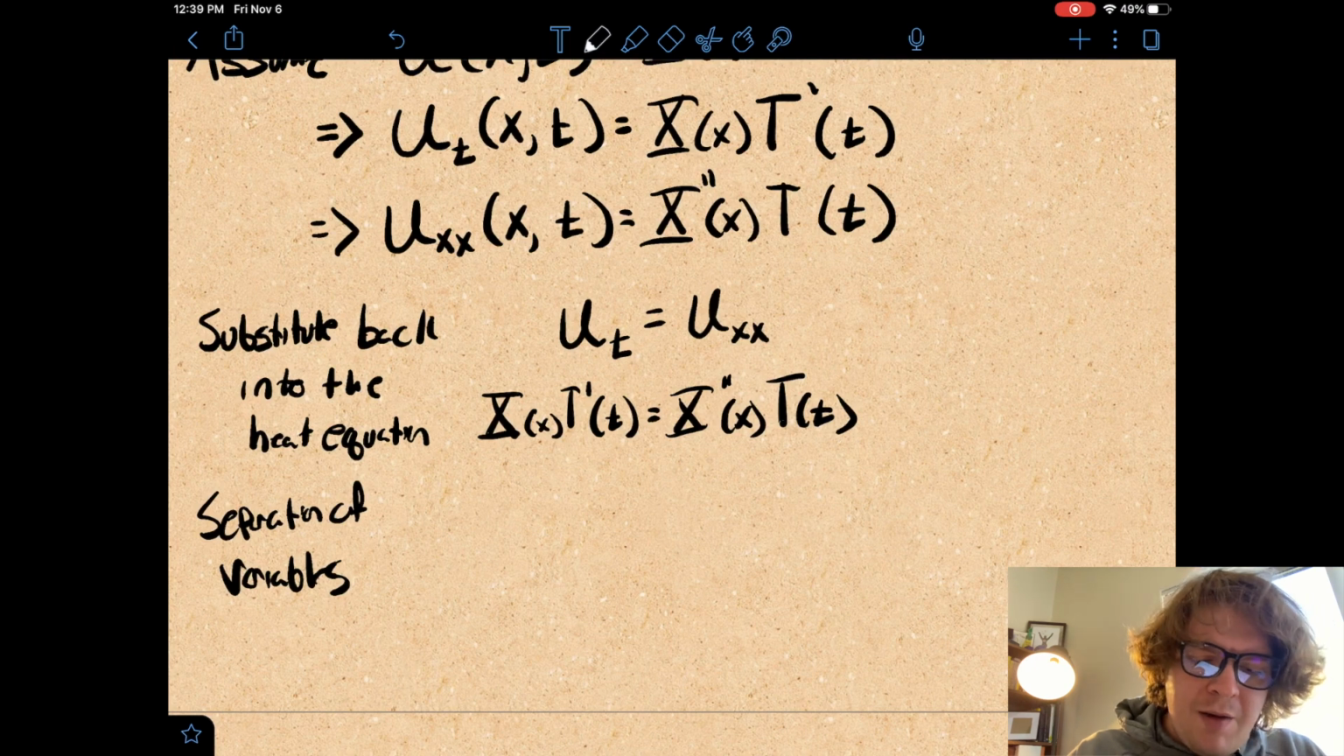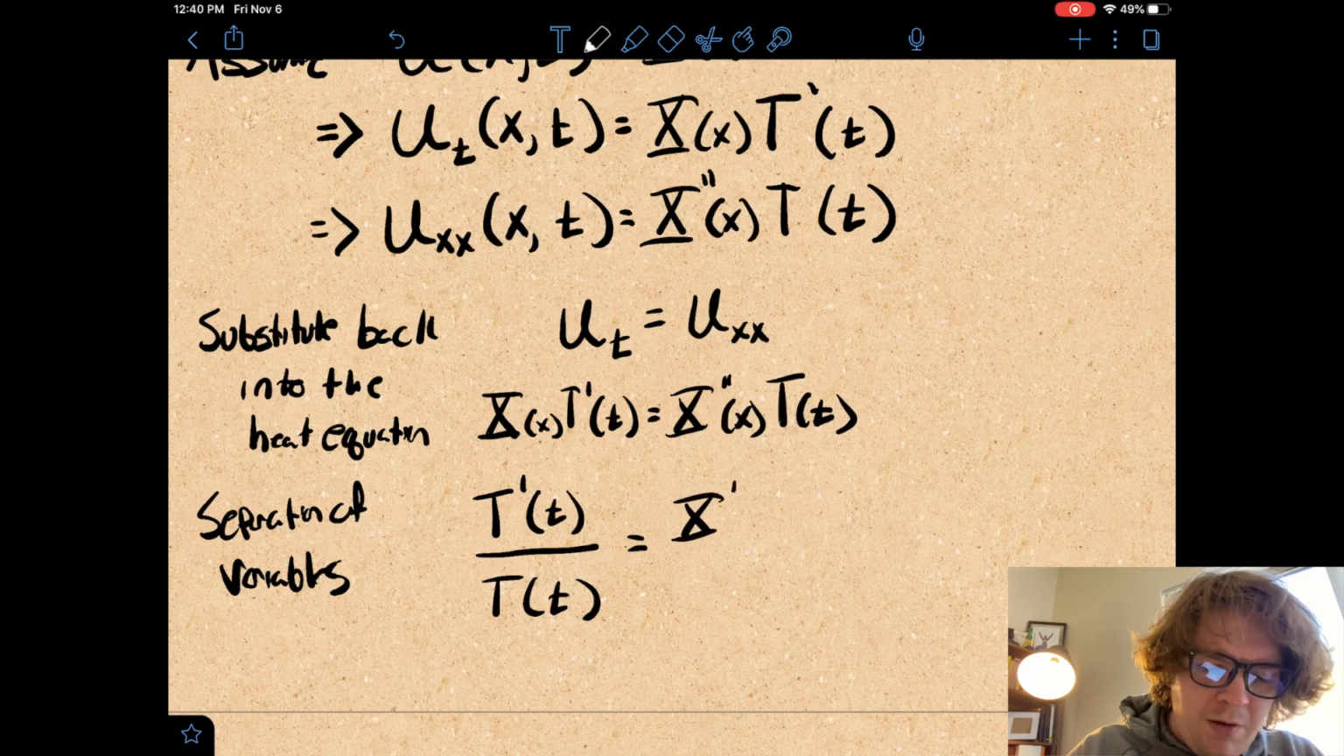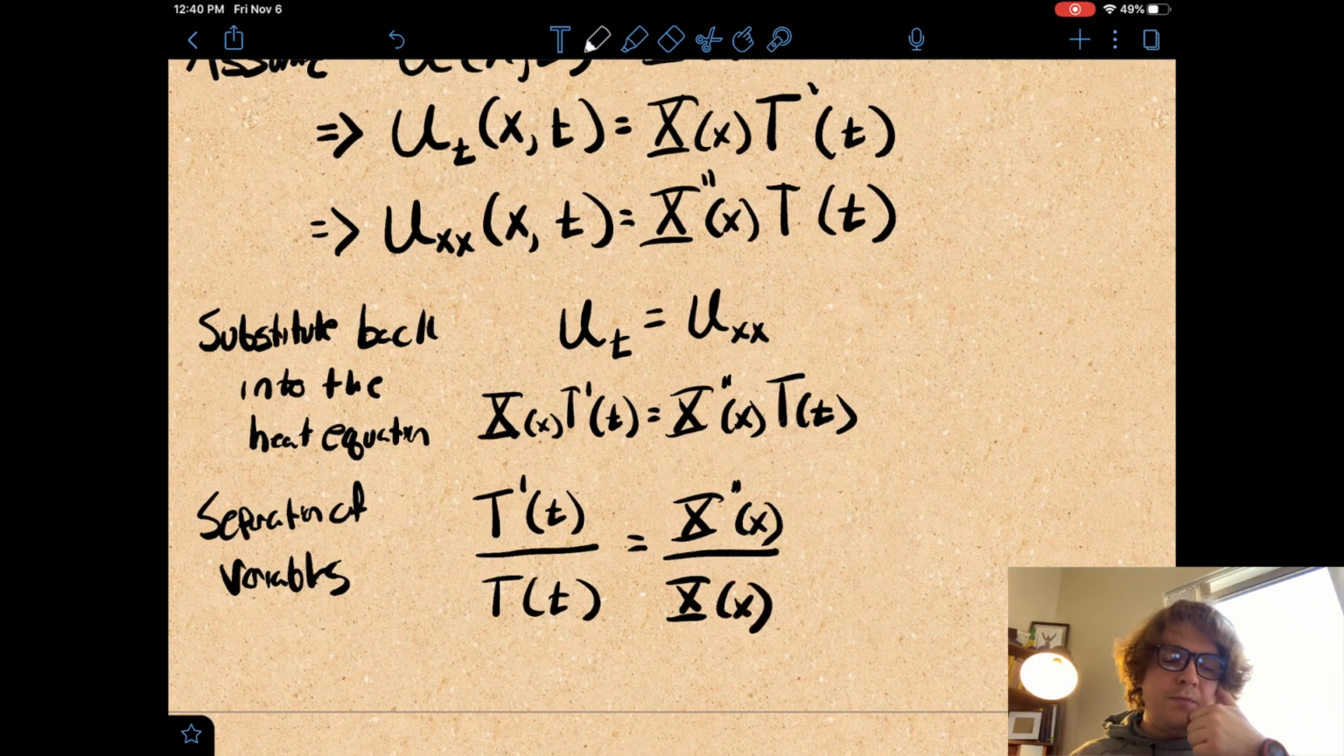So we can actually divide both sides of this equation by T of t and X of x, and that leaves us with T prime of t divided by T of t is equal to X double prime of x divided by X of x. So from here, if you notice, this has to be true regardless of which x values you plug in and which t values you plug in, right? So x and t are independent variables.